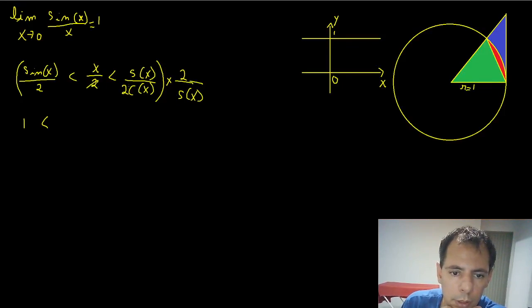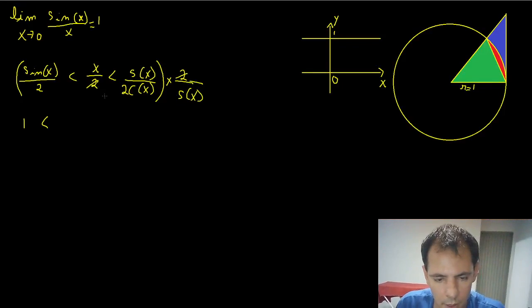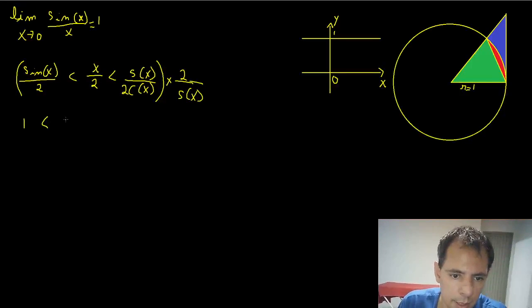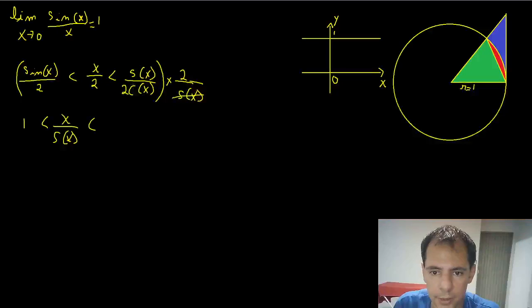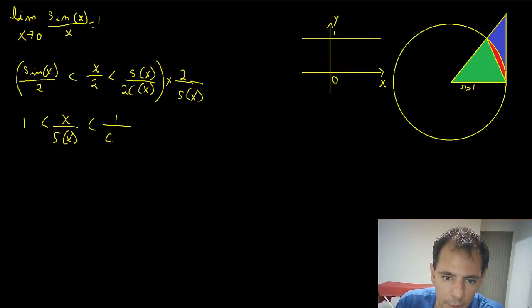Okay, here and here. And what you're going to be left with is x divided by the sine of x, which is less than this. The sine simplifies with this sine, and this 2 with this 2, okay? And all you're left with is 1 divided by the cosine of x. So here I'm just going to put 1 divided by the cosine of x.